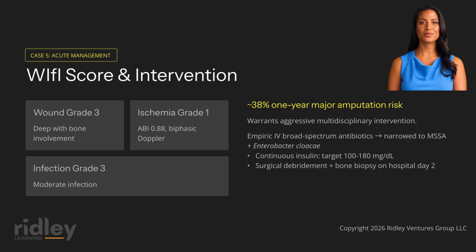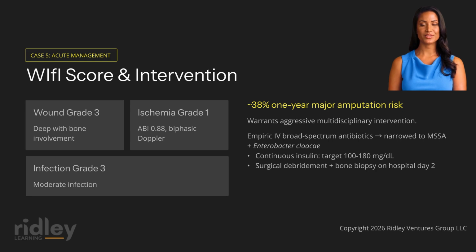WIfI classification is performed. Wound grade 3 indicating a deep ulcer with bone involvement, ischemia grade 1 with an ABI measured at 0.88, and biphasic Doppler signals bilaterally confirming adequate arterial perfusion, and foot infection grade 3 indicating moderate infection. The composite WIfI score of 4 indicates an estimated 1-year major amputation risk of approximately 38%. That's a number that warrants aggressive multidisciplinary intervention.